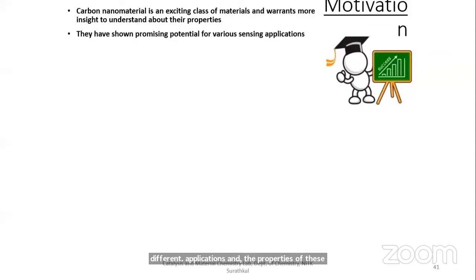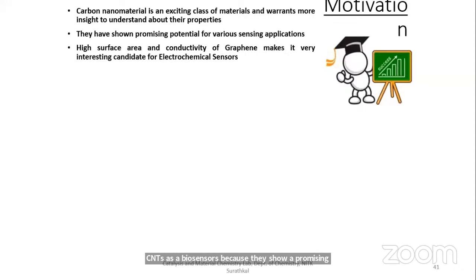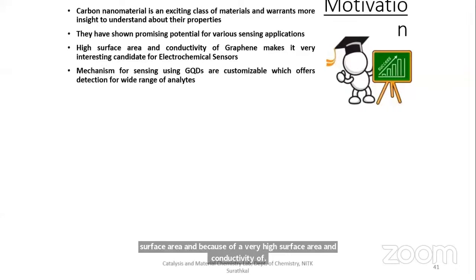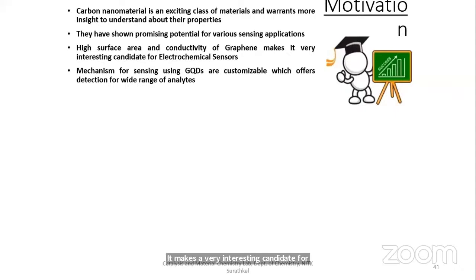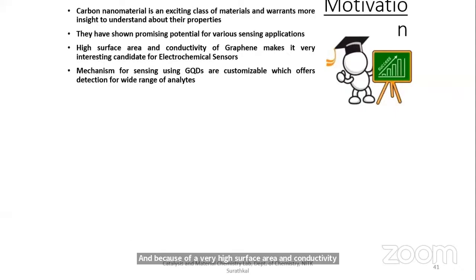So you can see that there are different applications and properties of these CNTs as biosensors, because they show promising potential for various sensing applications. And because of the very high surface area and conductivity of graphene, it makes a very interesting candidate for electrochemical sensors. And sensing using graphene quantum dots is customizable, which offers detection for a wide range of analytes.